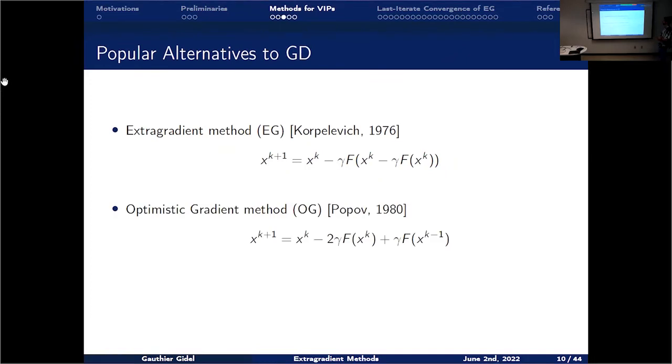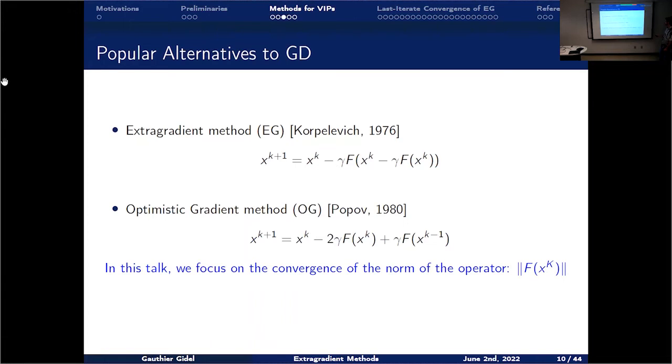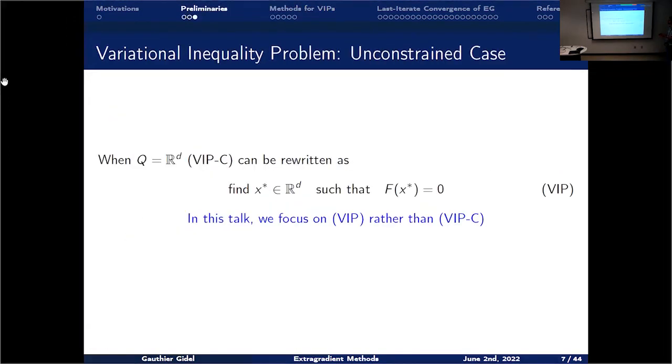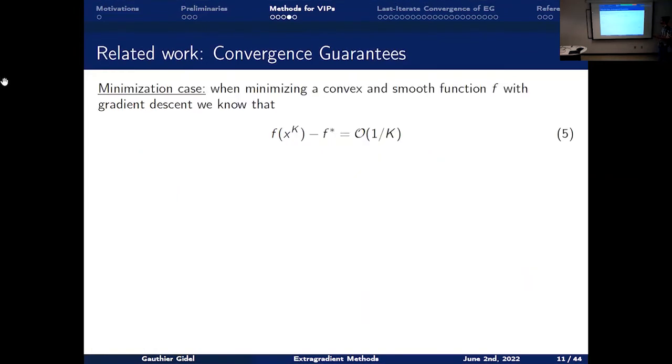Optimistic gradient and extragradient, if you do a Taylor expansion, for instance, can be seen as a gradient method plus a corrective term that depends on the second order information of the vector field, and that is pushing you toward the optimum. What we want to show, the convergence criterion, is the norm of the vector field, because we are at the optimum when the vector field is 0. So we want to make the norm of the vector field as small as possible.